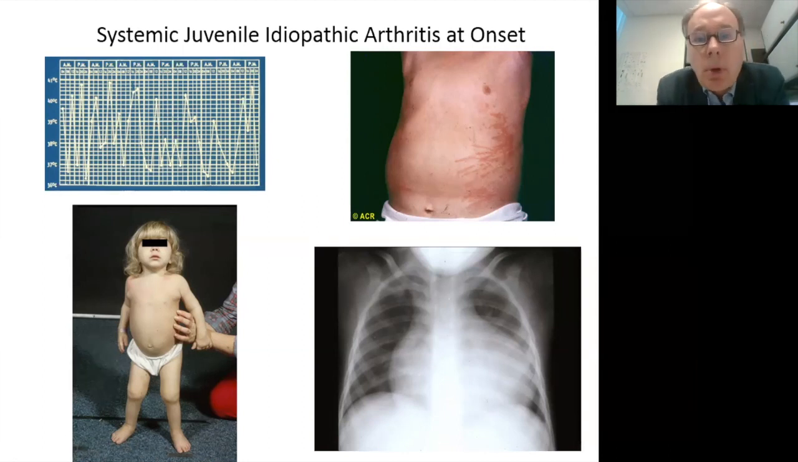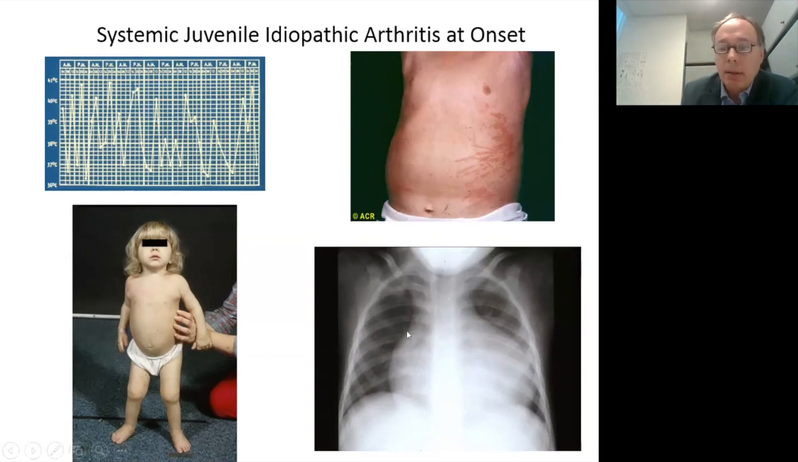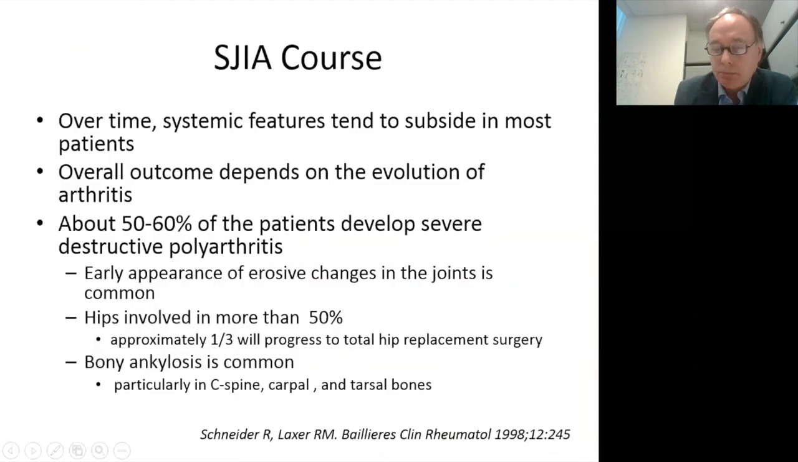In many of these kids, we also see significant inflammatory activity in what we call serosal linings, the linings that surround the lungs and the heart. And in this example, in this X-ray, we are looking at a massive pericardial effusion. So there is quite a bit of fluid around the heart of this particular patient.